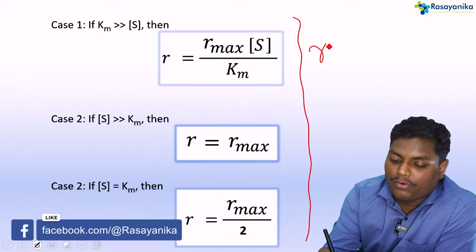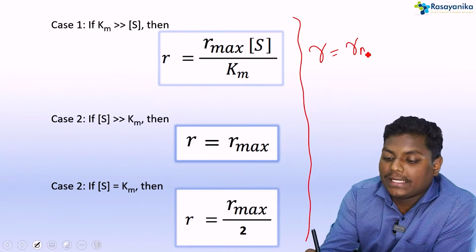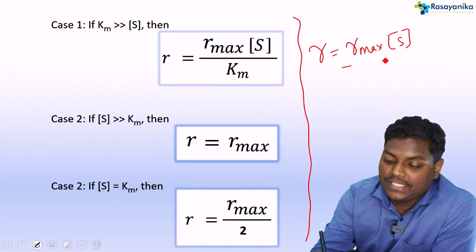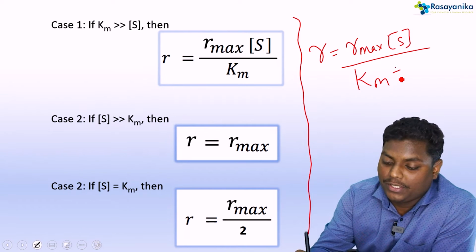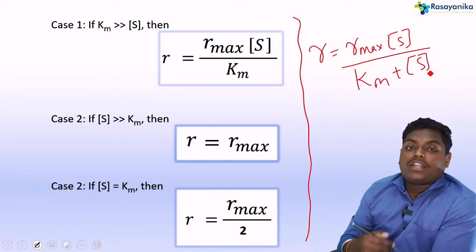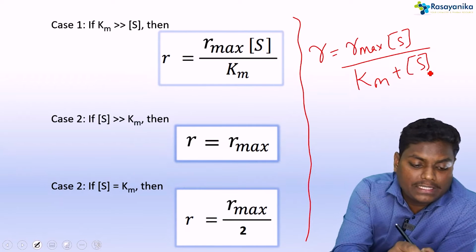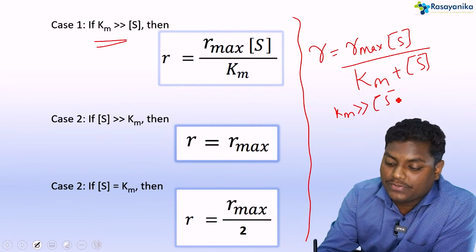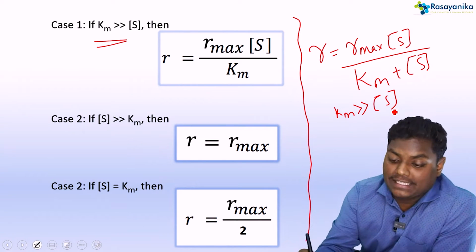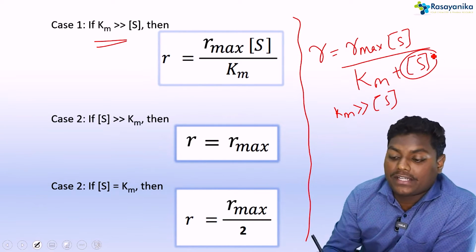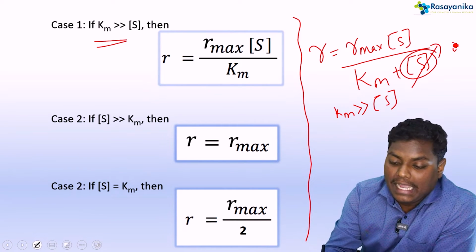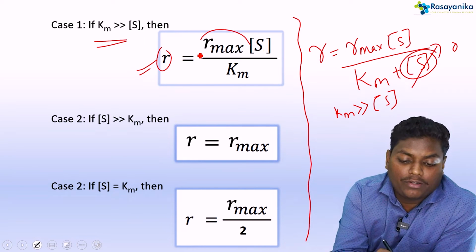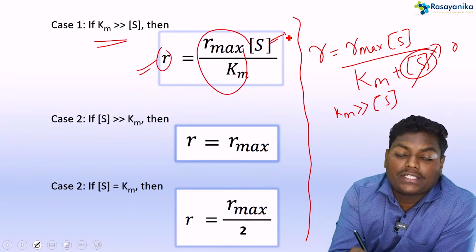So till now what we have got? We have got rate which is equal to the maximum rate that we can achieve times substrate concentration divided by Michaelis Menten constant plus substrate concentration. Now we can have three conditions. Suppose the first condition is when we have Km much greater than substrate concentration. If it is the case, then the substrate concentration can be neglected.